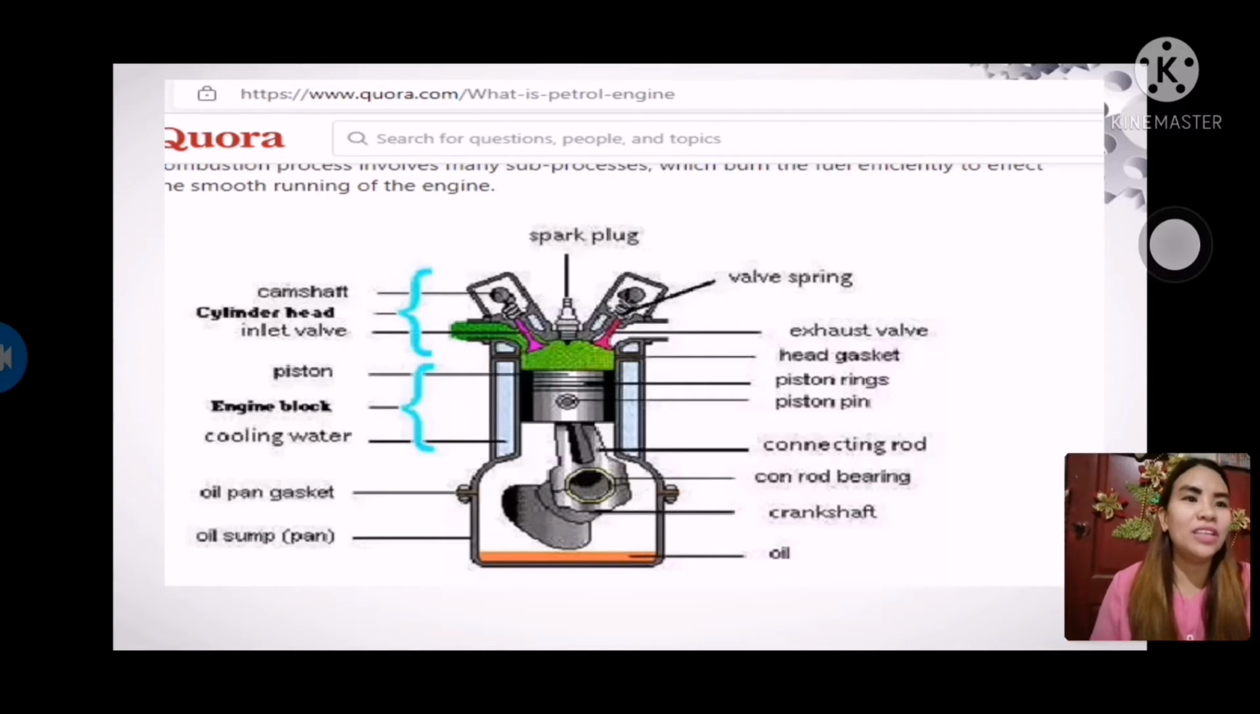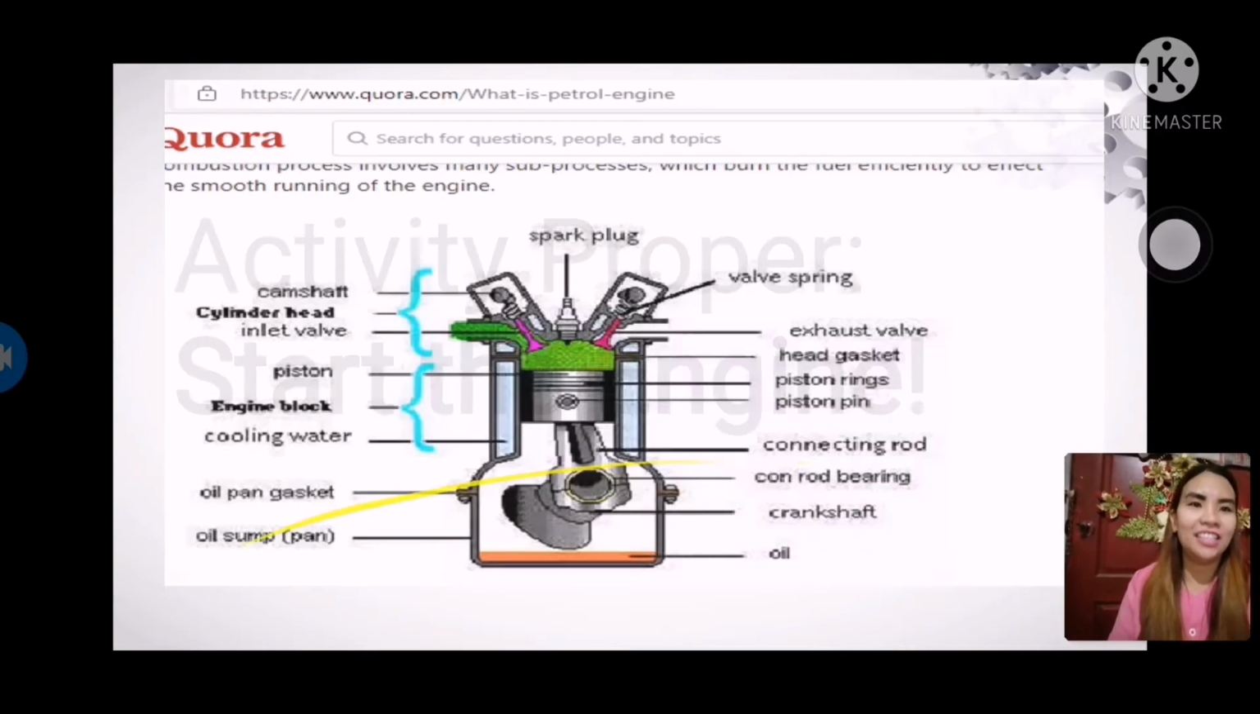Here we have the different parts. We have the spark plug, the crankshaft, the valves, the inlet and the outlet or exhaust valves. Then we have the piston and the piston rings. We have the connecting rod, the crankshaft, the cylinder and the other parts, especially the oil. The oil is very important. Those are the different parts of our heat engine.